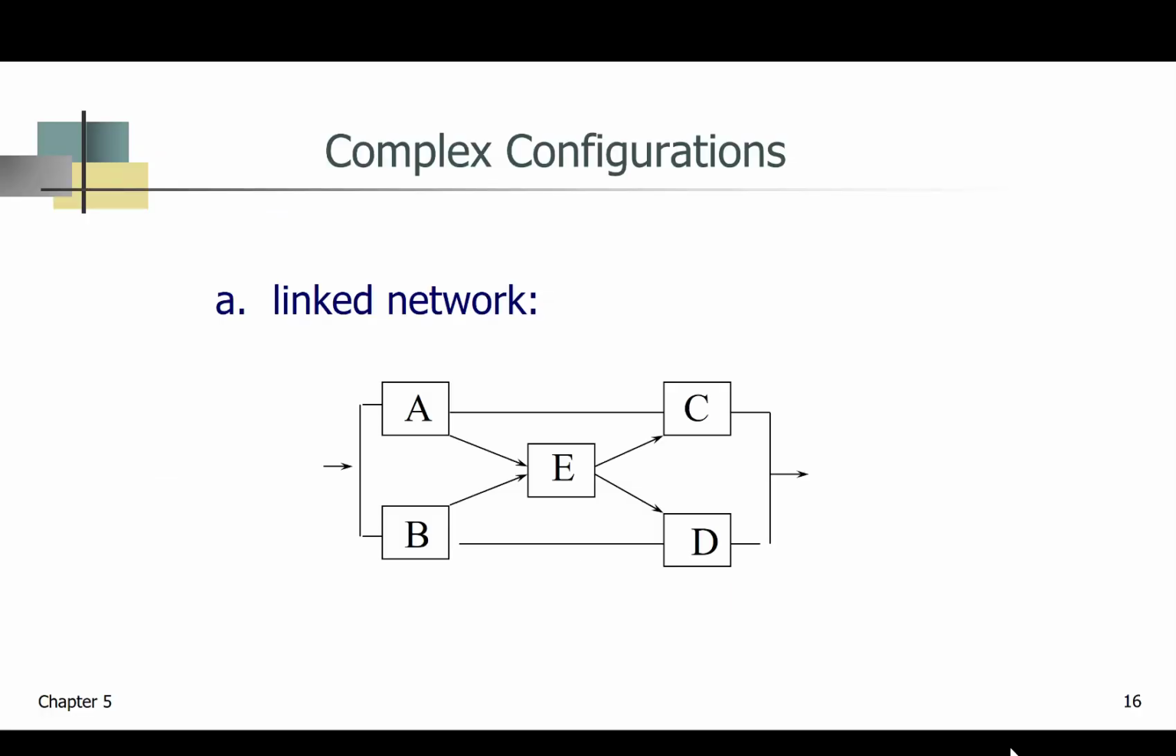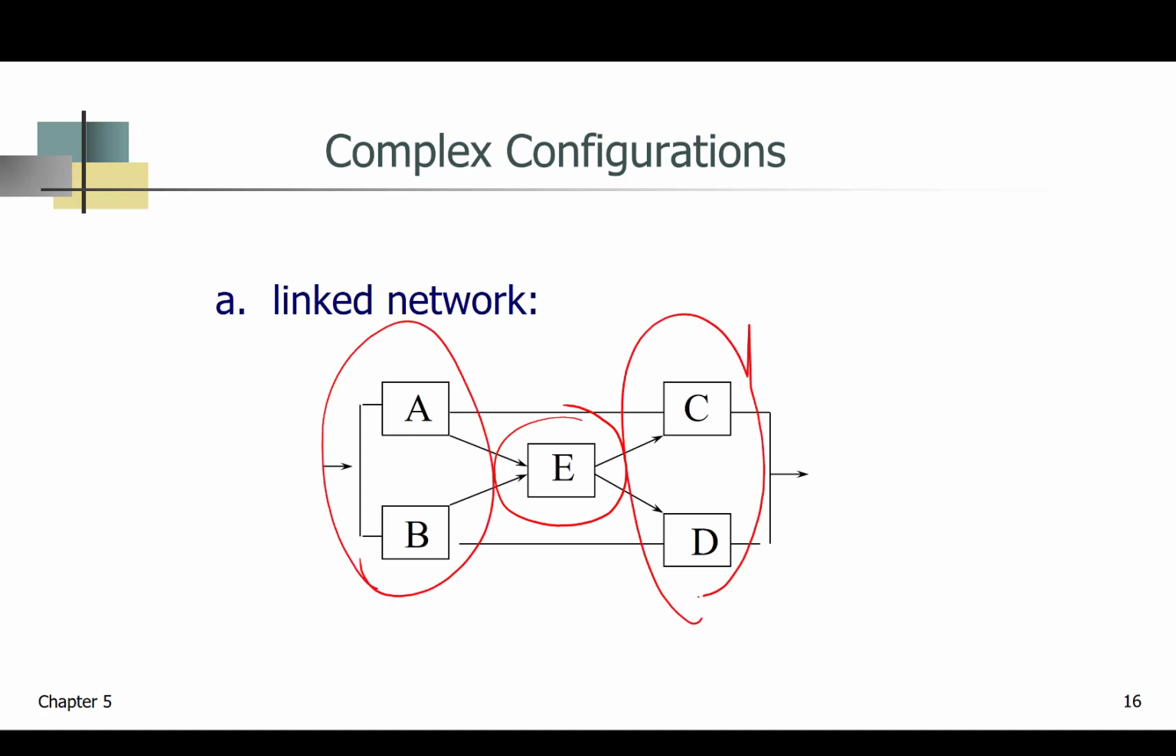So this is a linked network. It's a little bit more complex than what we've seen before. And here we have E that is essentially linking the first and the second part of the system. So the question then becomes, what happens if E does not work, or what happens if E does work?